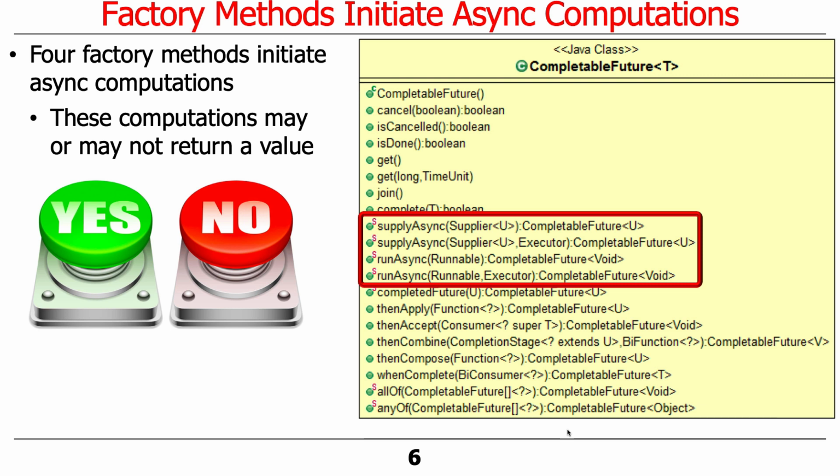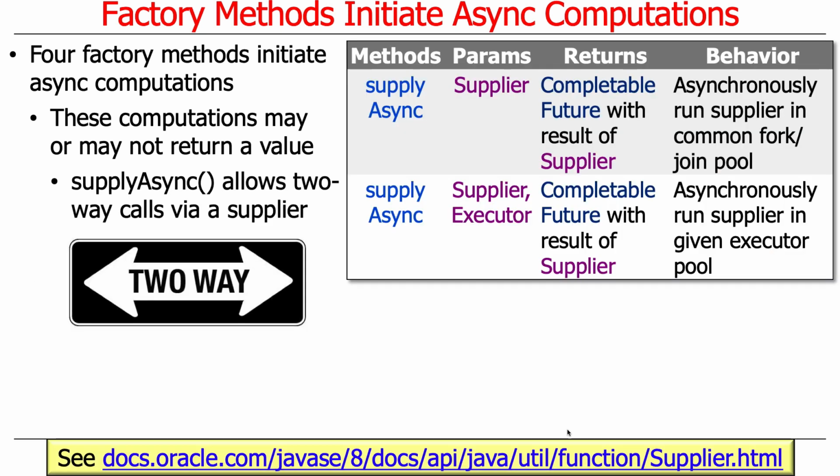In this case, there's a couple of different variants for factory methods. These computations that are set in motion asynchronously may or may not return a value. So we'll see there are some methods, such as supply async, that allow you to invoke 2-way asynchronous calls via a supplier, if you remember the functional interface supplier. And these are 2-way operations. What that means is that whatever you're invoking to run asynchronously will ultimately return a value that you can do something with in a later part of your code, as we'll see in a second when we talk about completion stage methods.